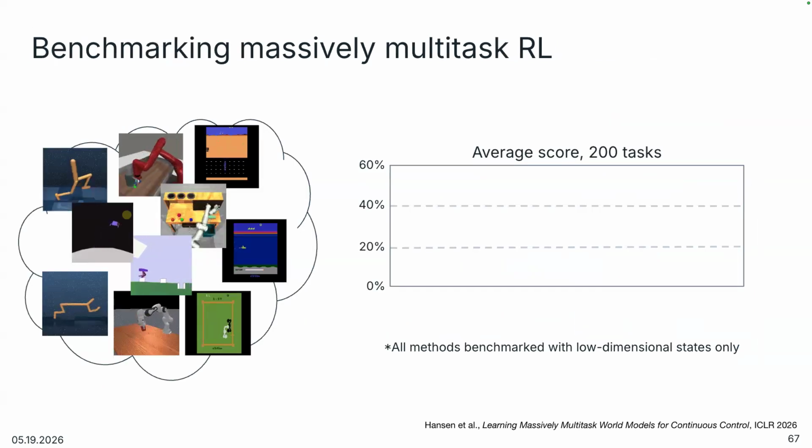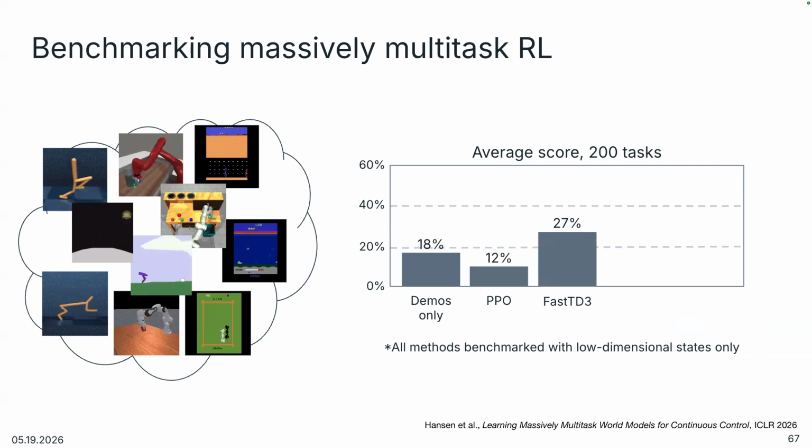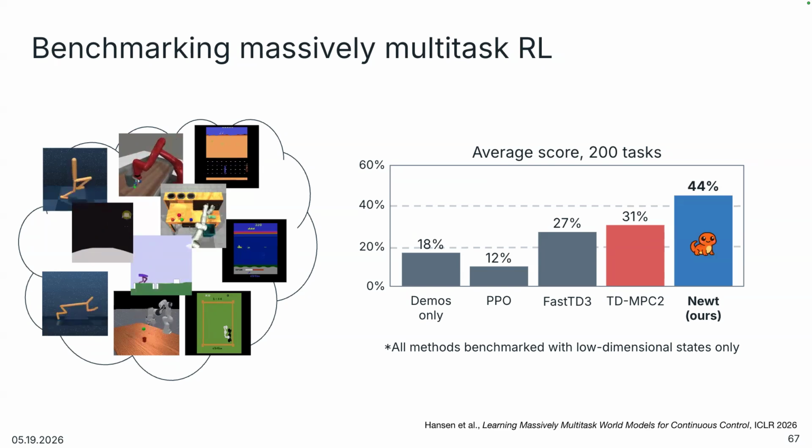So if we redo the benchmarking experiments that we did before, now in this multitask setting, we see that if you only use demonstrations, you get about 18% success again. We tried a couple of other algorithms. They're in the same neighborhood. We tried TD-MPC2 from scratch, so this is without the demonstrations, just running it from scratch. And then we also tried Newt, which, using all of the different components, the different inputs, and also using the demonstrations, is able to get better performance.